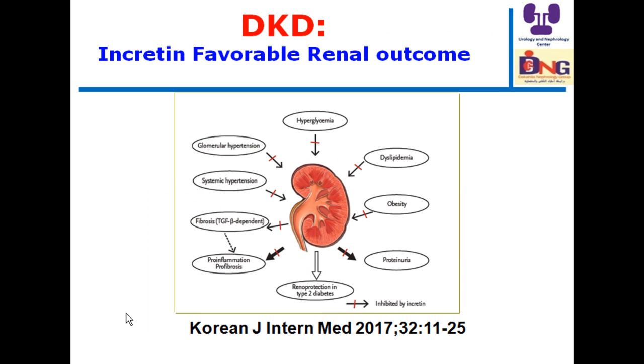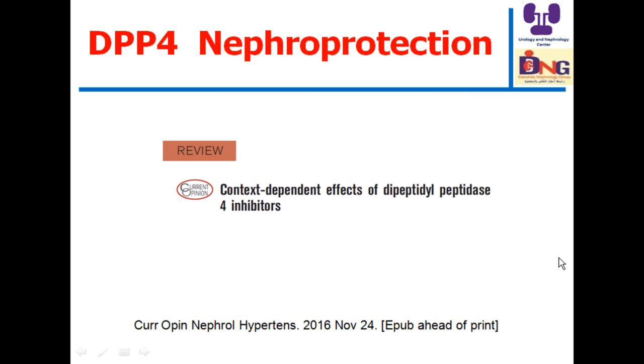Another point is incretin mimetics. Incretin mimetics are a friend for the kidney because they cut all these mechanisms that can lead to progression of kidney disease: hyperglycemia, dyslipidemia, inflammation, a lot of issues. So by cutting all these pathways, they prevent progression. But the most important concept that I addressed in the previous versions of my presentations is the context-dependent effects of dipeptidyl peptidase 4 inhibitors.